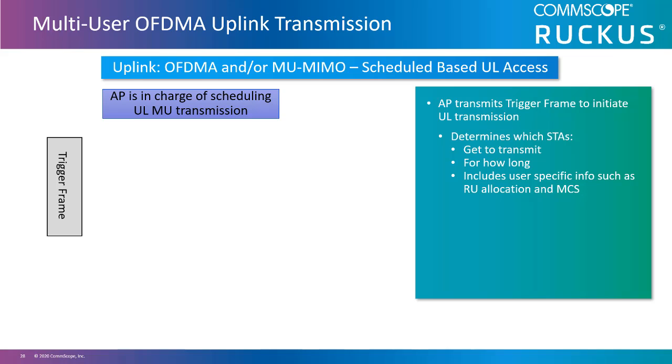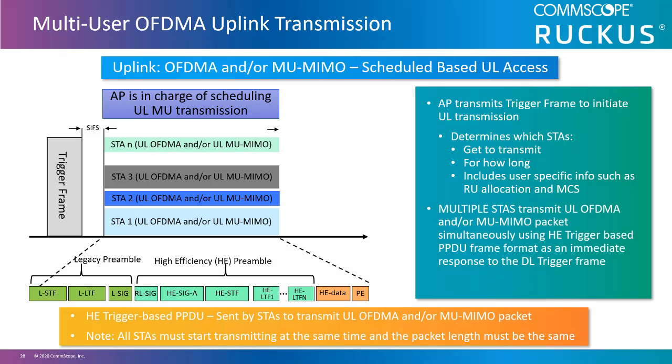The RU allocation information is communicated to clients in both the PHY and MAC layers, mapping clients to their respective RUs. The trigger frame also indicates the number of spatial streams and power control information, such as individual users can increase or reduce their transmitted power. In response to the trigger frame, the multiple stations transmit simultaneously to the AP using the high-efficiency trigger frame format.